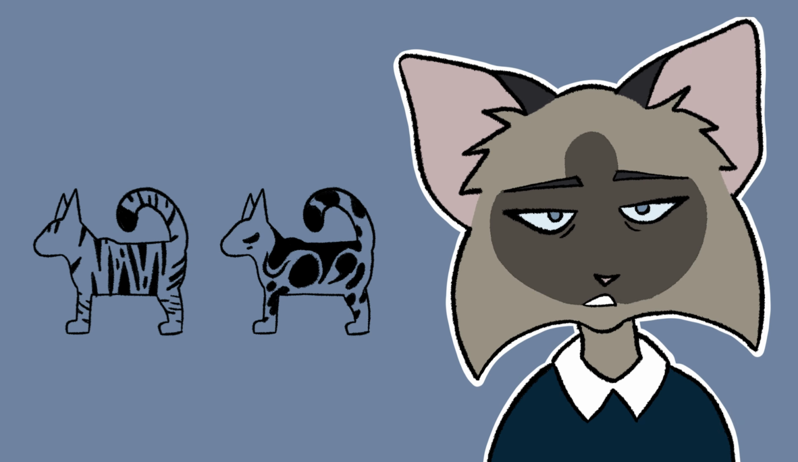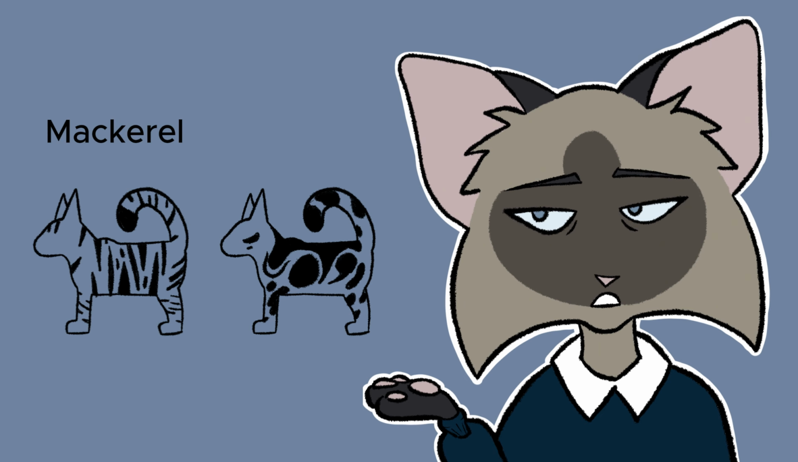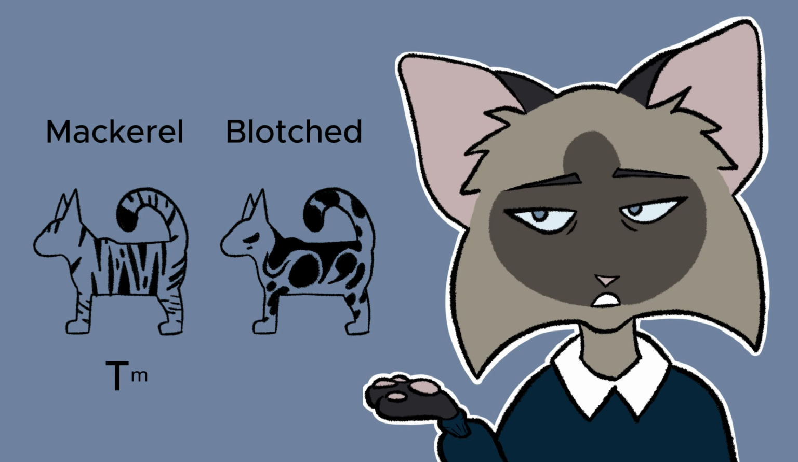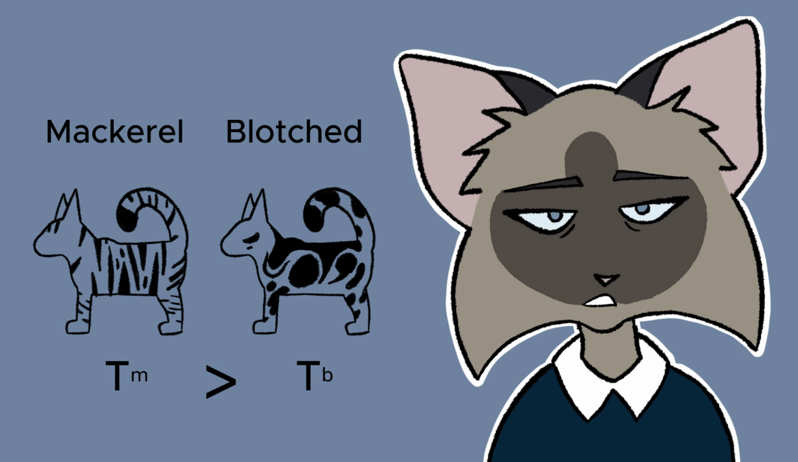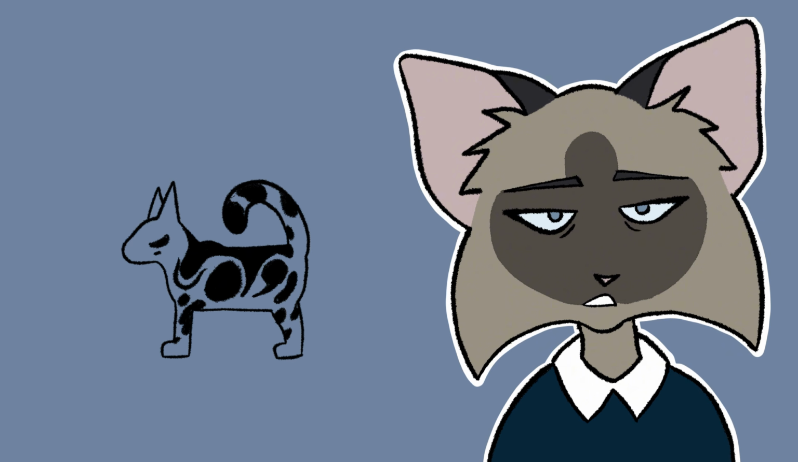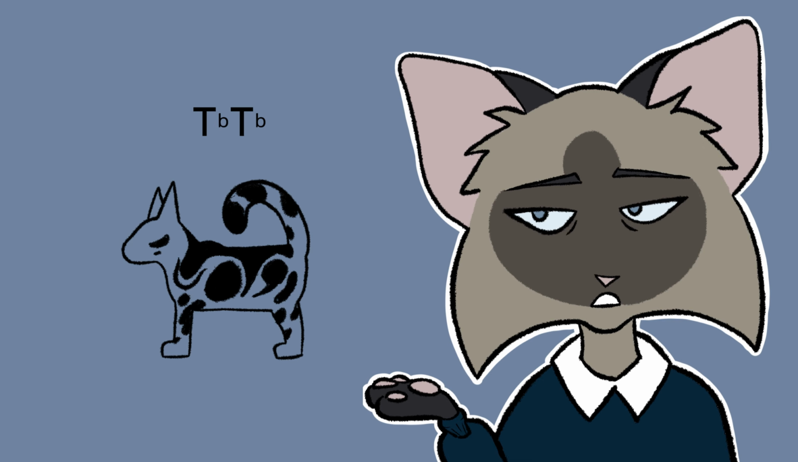This is where we introduce the next two patterns, which are mackerel and blotched. Their alleles are TM for mackerel and TB for blotched, TM being the more dominant of the two. So if a cat is TM TM or TM TB, that will show a mackerel tabby, and if a cat is TB TB, it would create a blotched tabby.